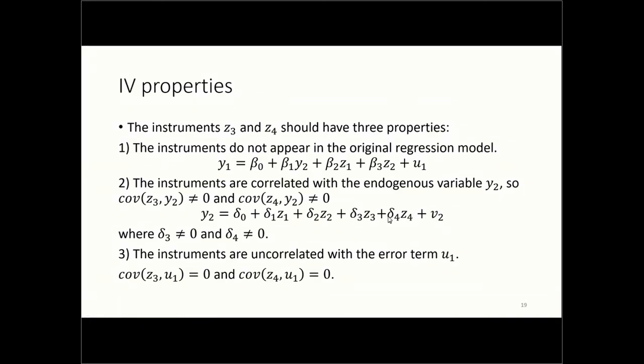And finally, the instruments are uncorrelated with the error term U. And again, we're not going to be testing this, but that's a property that it needs to hold. That is the same as in the case of simple regression. So any good instrument should have three properties: it doesn't appear in the original equation, it is correlated with the endogenous variable, and it's uncorrelated with the error term.